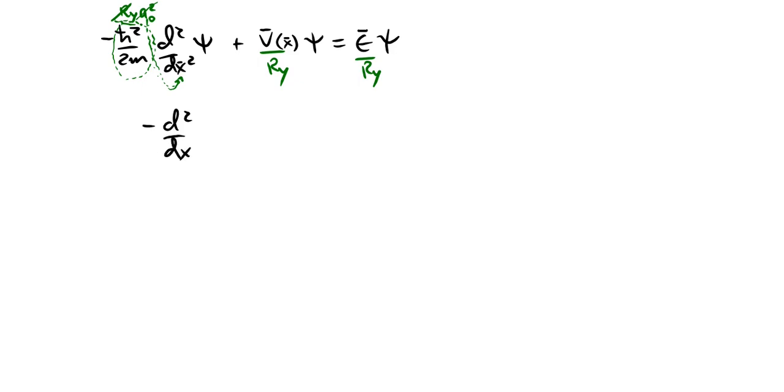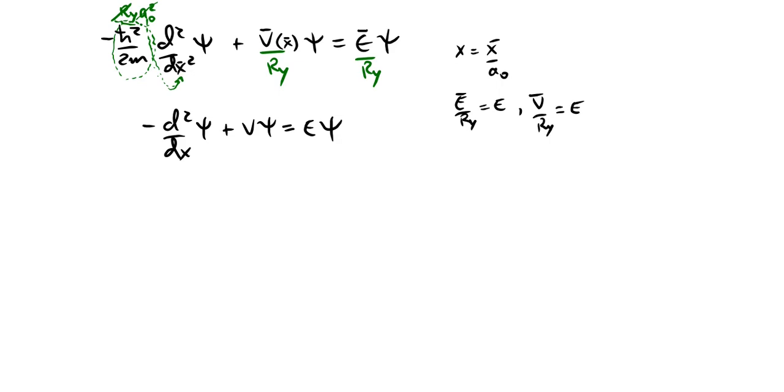It will look like this, plus V psi is equal to E psi, where this x coordinate is actually the real coordinate divided by the Bohr radius, and the energies and the potential are divided by the Rydberg energy, okay? So this is V, of course. Then it will be something like that. So this is the equation that I'm trying to solve, right?